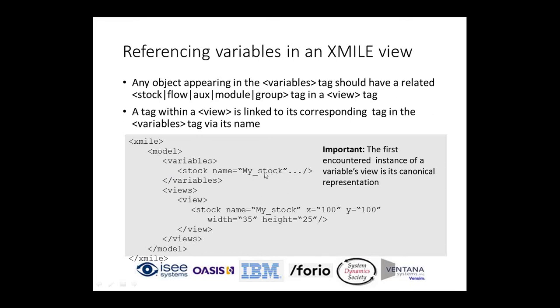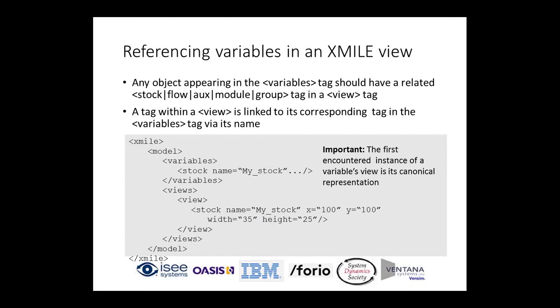But the way that we refer to that stock within a view, within a stock and flow diagram, is by referring to it by name. So we have stock, my name stock, which has a position and a size, refers to the variable stock. And that's how we make sure that we can link the pictures to the equations. And then as before, I was mentioning the canonical representation, and all that is fancy speak for the first encountered display object tag, like this, for a variable object. So what we're saying is that you can actually have multiple views for a single equation.